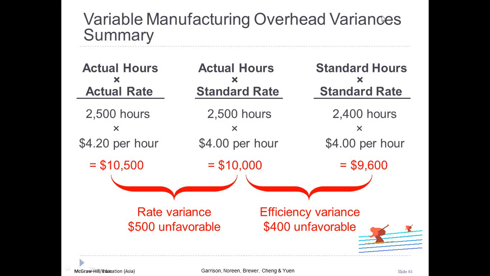The variable overhead efficiency variance, defined as the difference between the actual activity of a period and the standard activity allowed, multiplied by the variable part of the predetermined overhead rate, is $400 unfavorable. The efficiency variance is labeled unfavorable because the actual quantity of the activity hours exceeds the standard quantity of the activity allowed by 100 hours.